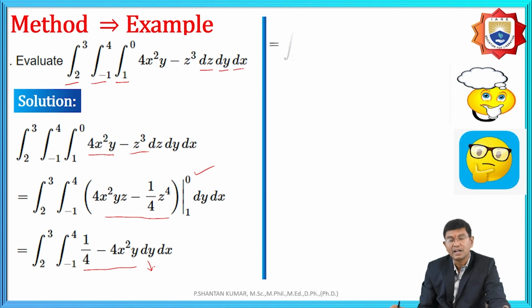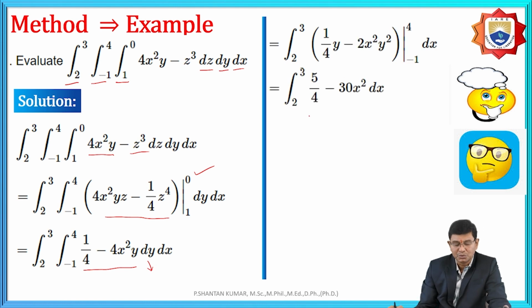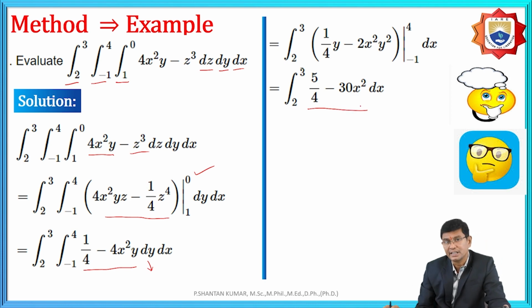Therefore, the integration of 1 by 4 is 1 by 4y, and minus 4x square y integrates to y square by 2, and the 2 is also cancelled. Therefore, 1 by 4 into y minus 2x square y square, with limits from minus 1 to 4, dx. Now again, we replace y with 4 for the upper limit and minus 1 for the lower limit. Here we obtain 5 by 4 minus 30x square, dx.